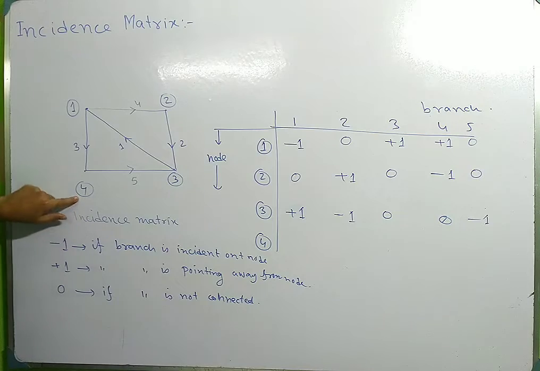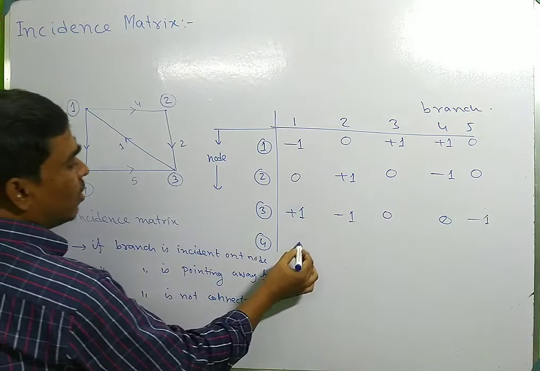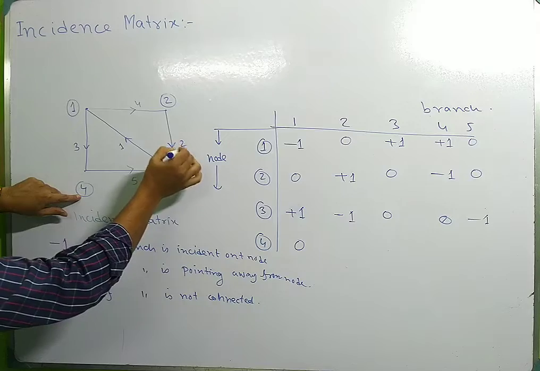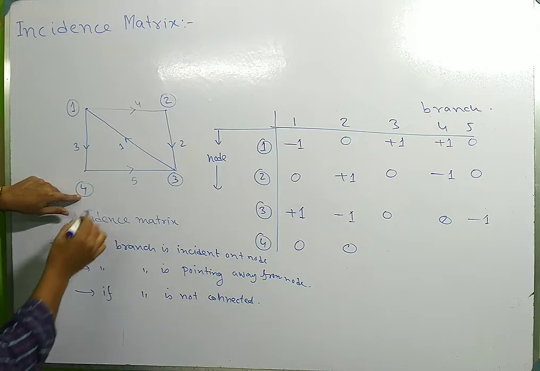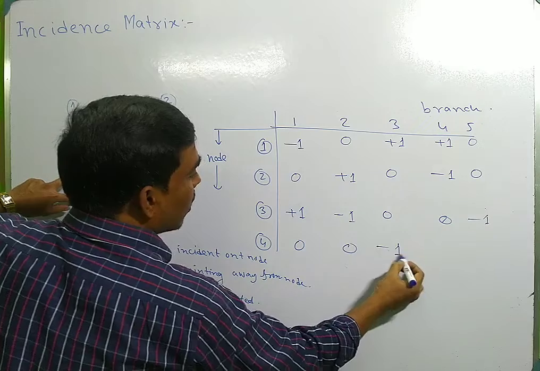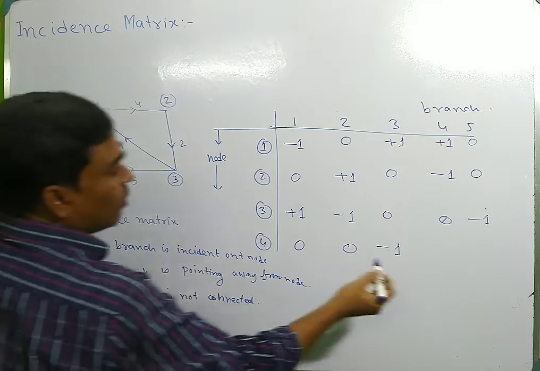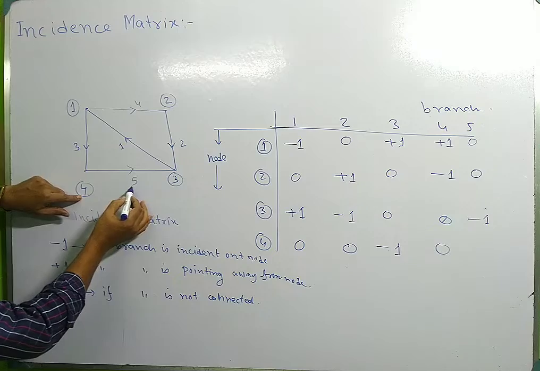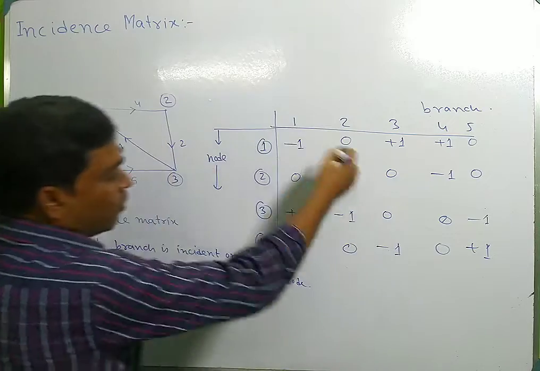Now node 4. Branch 1 is not connected to node 4, so it is 0. Branch 2 is not connected to node 4, so it is 0. Branch 3 is connected to node 4 and is into this node, so it is minus 1. Branch 4 is not connected to this node, so it is 0. Branch 5 is away from this node, so it is plus 1. So this is the incidence matrix.